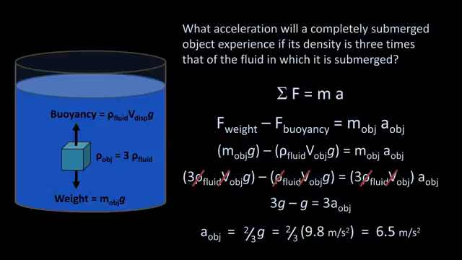This solution is interesting because it highlights that the acceleration of a submerged object is only dependent upon the relative densities between the fluid and object, and is independent of the object's mass and volume. Let's look at another example.